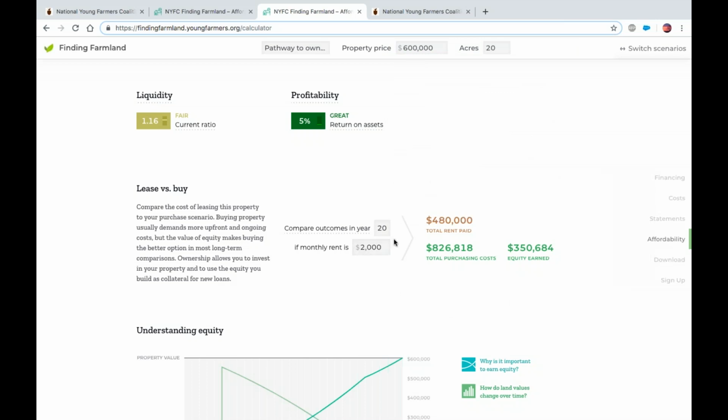So it's just a little tool that's saying in 20 years, we're going to have earned $350,000 in equity on this property. We'll pay back $350,000 of the principal, even though we're paying this much, because that's all the interest that's involved too. That's if we purchased it. If we rented it, we had been paying $480,000 in rent and have not earned any equity. So it gives you a bit of understanding of how long it takes to earn equity in property.